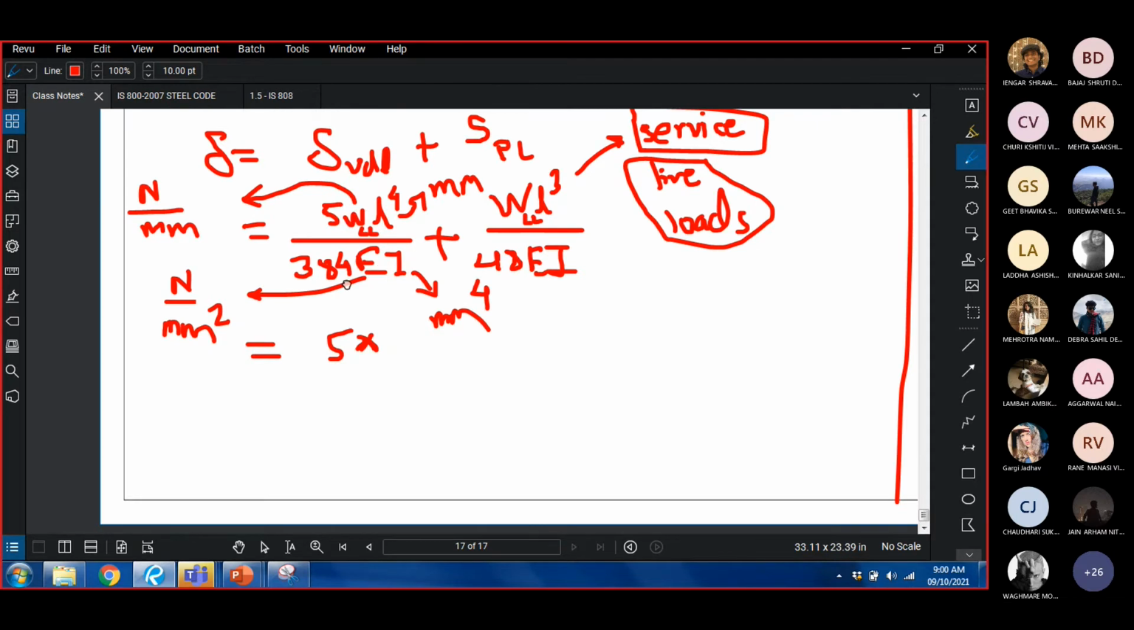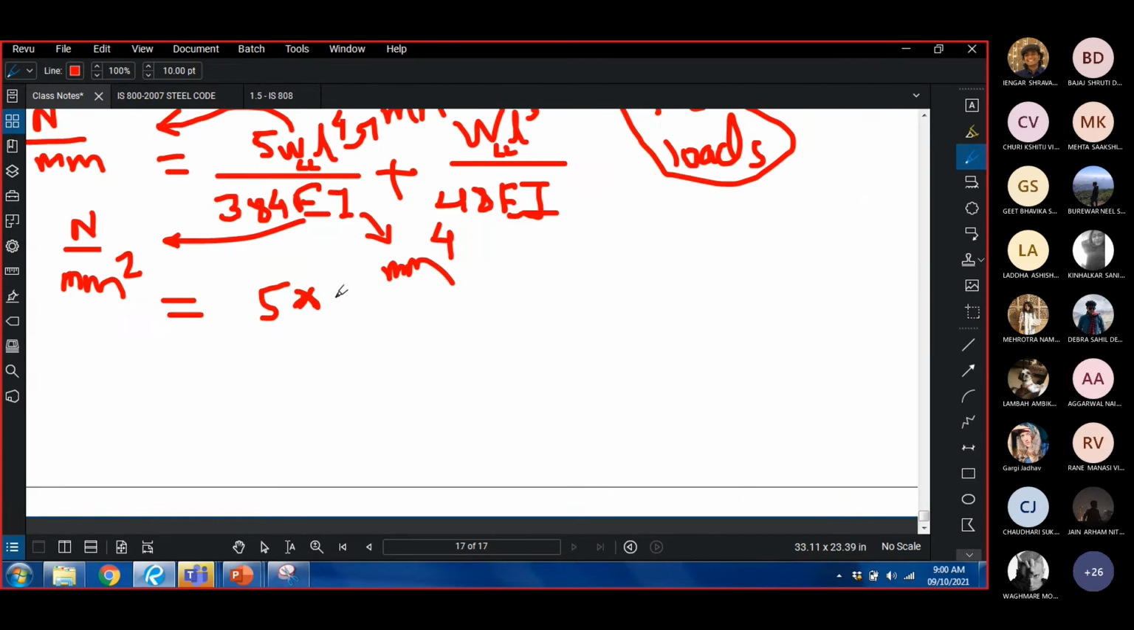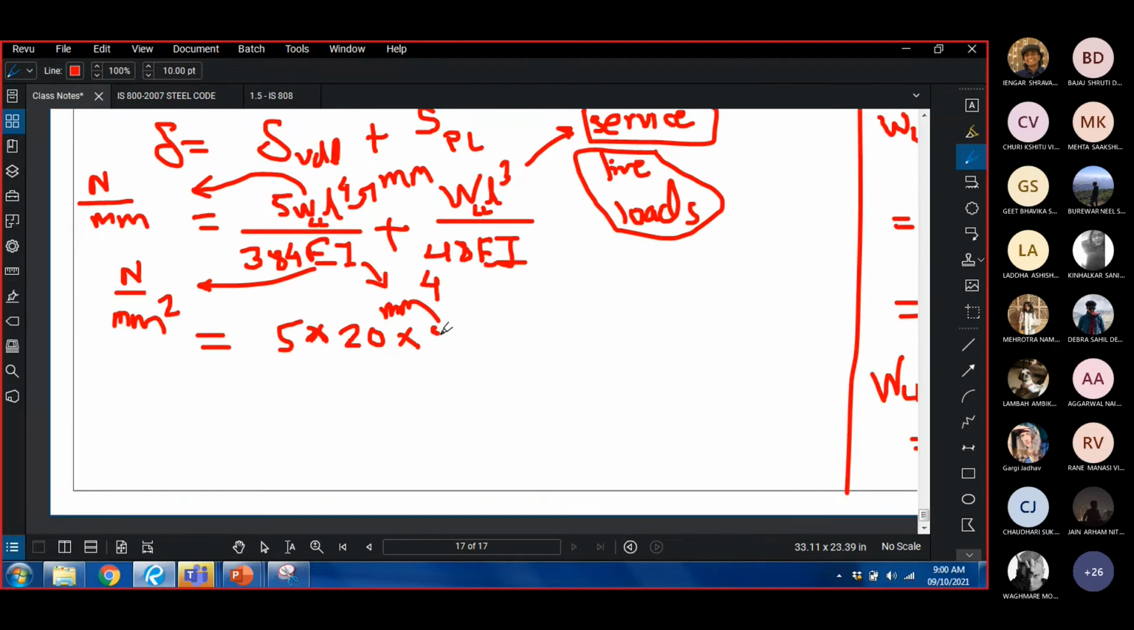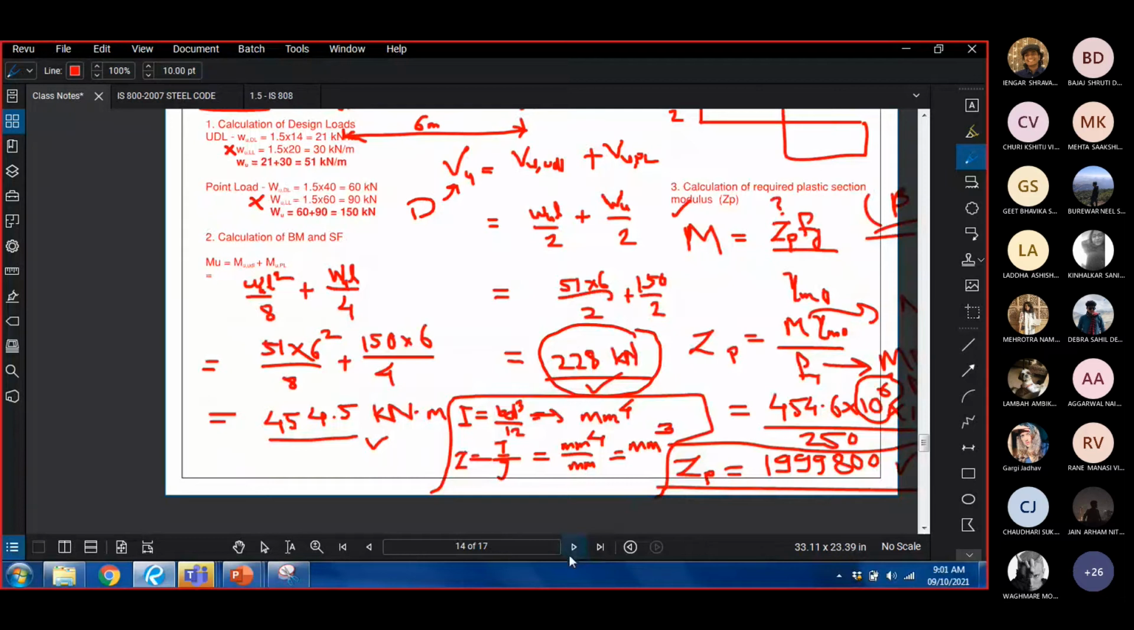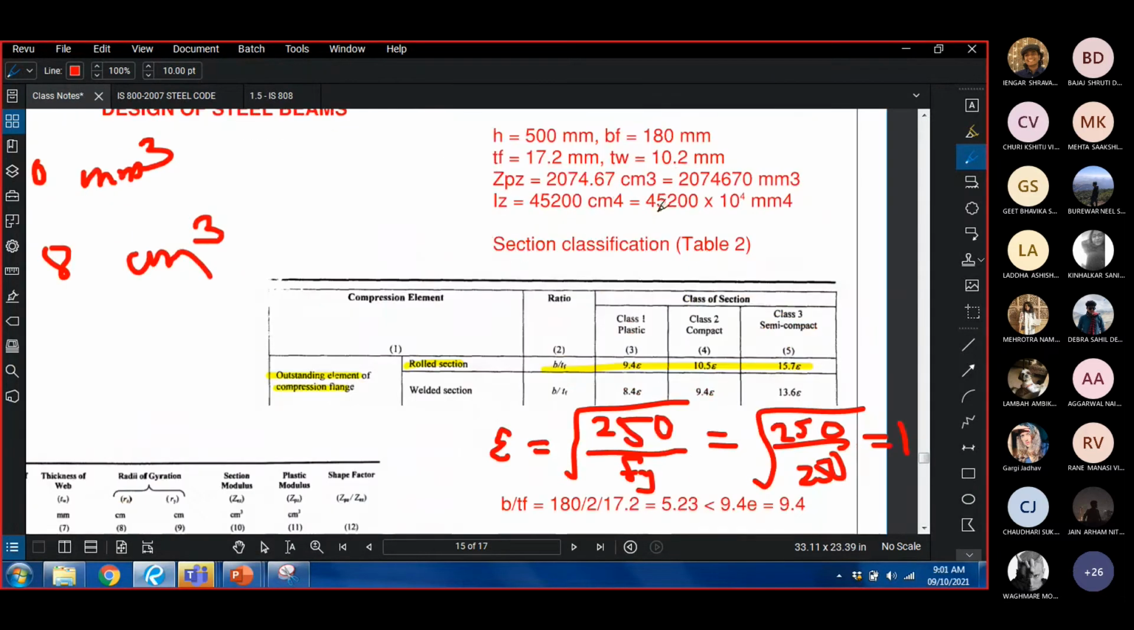So now 5 into W live load. W live load is 20. So 5 into 20 into the span. The span is 5 meters. Therefore, this is 5 meters to the power 4 upon 384. Now, by now, you must be able to recall the value of E anytime. 2 into 10 power 5 is the value of E. And then I. We go back to where we have noted the value of I. The value of I is 45200 into 10 power 4.